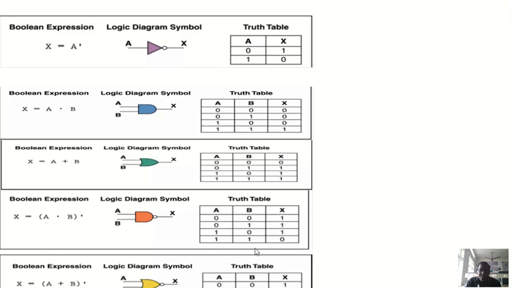Now we can compare with the AND gate truth table. Wherever we are getting 0, here we are getting 1. Wherever we are getting 1, we are getting 0. Just like that we can go for the NOR gate. It is opposite to the OR gate. In the OR gate, wherever we are getting 0, it is 1, and wherever 1, we get 0. So like this we have the Boolean expression, logic diagram, and truth table to explain these logic gates.